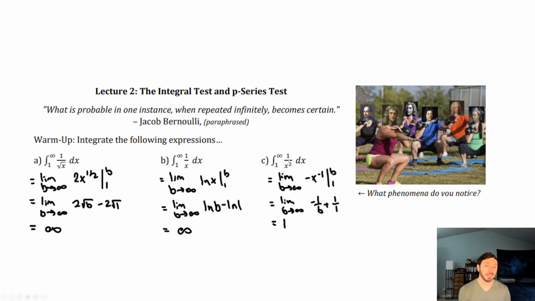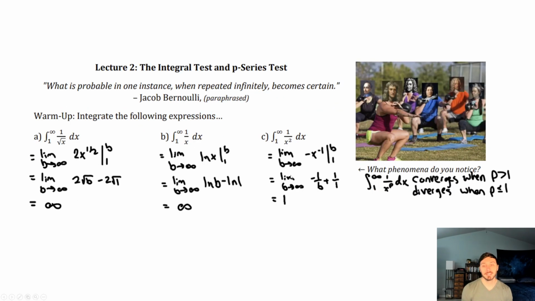We can see here that the antiderivative keeps this x down in the denominator, whereas the x graduated up to the numerator for a. It just turned into a log for b. But since it's a high enough power right here, the antiderivative stays in the denominator, and we end up getting a finite area. So what phenomena do you notice?